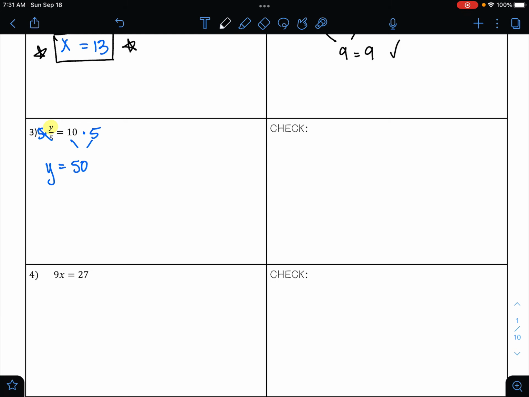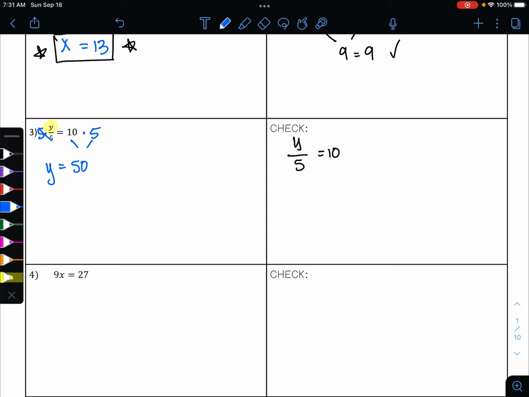Let's check to make sure that we did that correctly. Our original equation is y divided by 5 equals 10. We found that y was 50. 50 divided by 5 is 10. Does 10 equal 10? It does. So 50 is our answer.